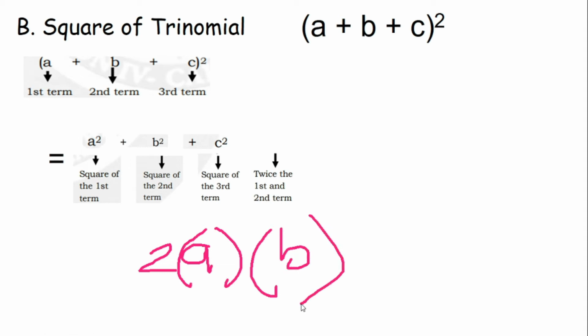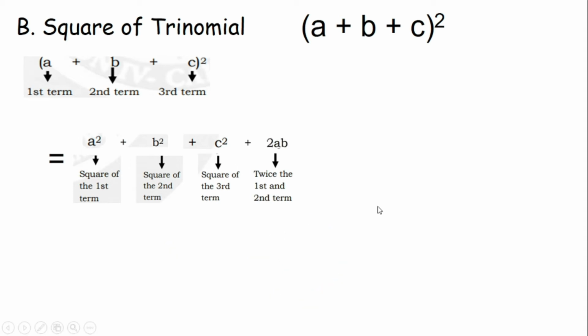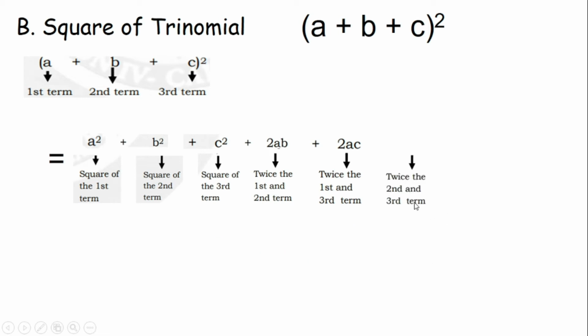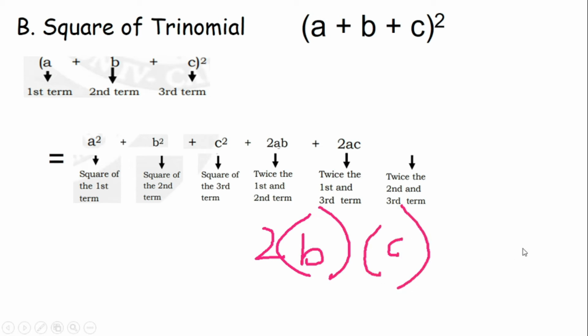That's why plus 2AB. Next is twice the first and the third term. Twice daw ulit, sino? Si first term na A at si third term naman. Ano yung third term? Si C. Okay? That's why plus 2AC. And the last one is twice naman the second term and the third term. Twice daw natin, sino naman? Si B naman at saka si C. Product ng B and C. So we have plus 2BC.